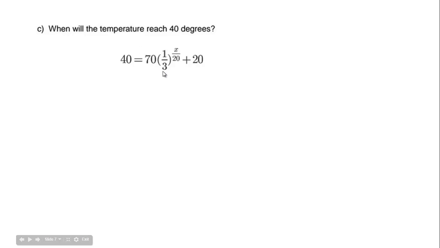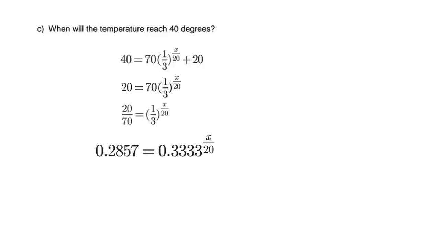And so we've actually never done that before, where we solve for an exponent. And so to do that, kind of like we do in vertex form, we've got to get rid of everything to the other side and solve for just this part. So we'll subtract 20 on both sides, divide both sides by 70, and we get 0.2857 equals 0.3333, and use as many 3's as you can, to the x over 20.